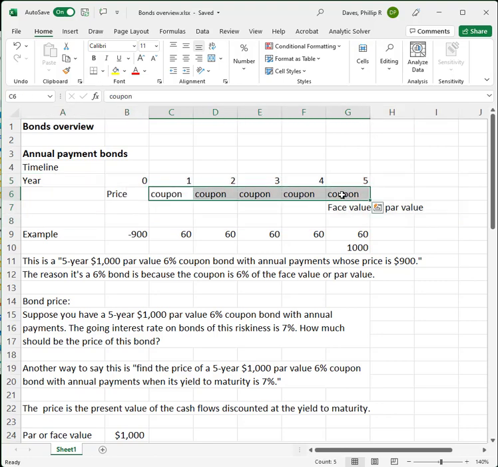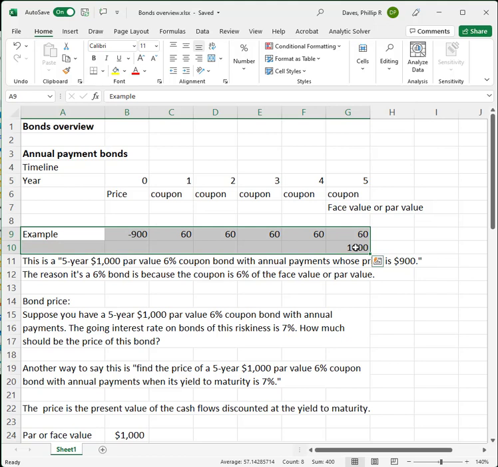or an amount, say $60 a year, some amount, every year if it's an annual coupon bond. And then at the end of the bond, at its maturity, it pays a par value or a face value. Par and face value mean the same thing. So for example, we could have a 5-year bond that pays $60, $60, $60, $60, and $60 in each of 5 years, and then pays $1,000 at the end.